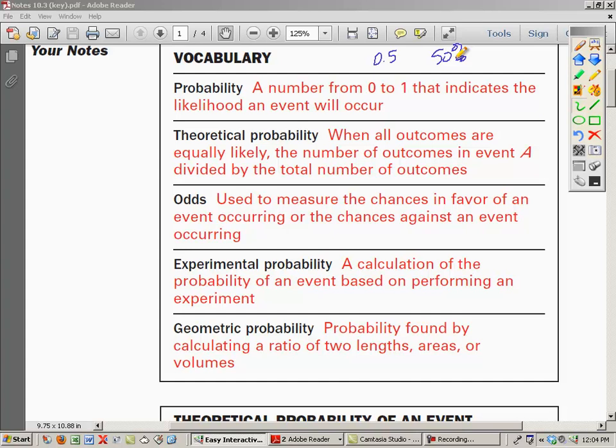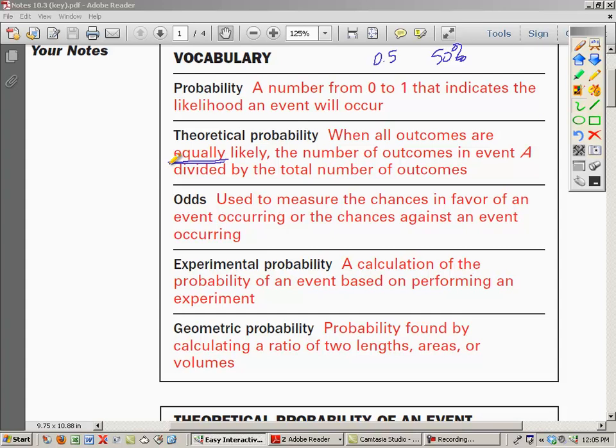Now, theoretical probability is when all outcomes are equally likely, and that's really important, that all outcomes are equally likely. It's the number of outcomes in event A divided by the total number of outcomes. We're going to talk more about theoretical probability at the bottom of this page.